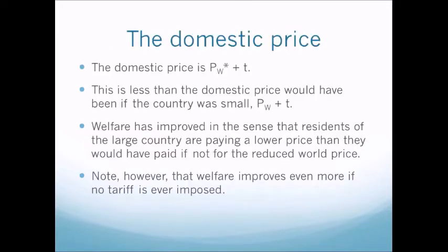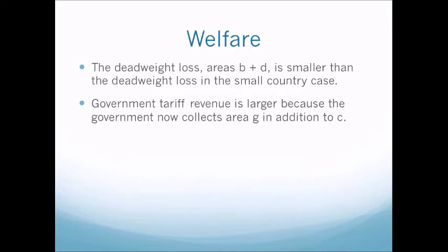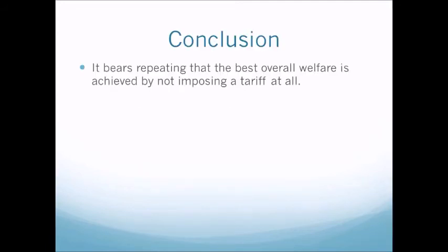The domestic price is PW star plus T. This is less than the domestic price would have been if the country was small, PW plus T. The deadweight loss, areas B plus D, is smaller than the deadweight loss in the small country case. Government tariff revenue is larger because the government now collects area G in addition to C. Government revenue is increased by area G. It bears repeating that the best overall welfare is achieved by not imposing a tariff at all.